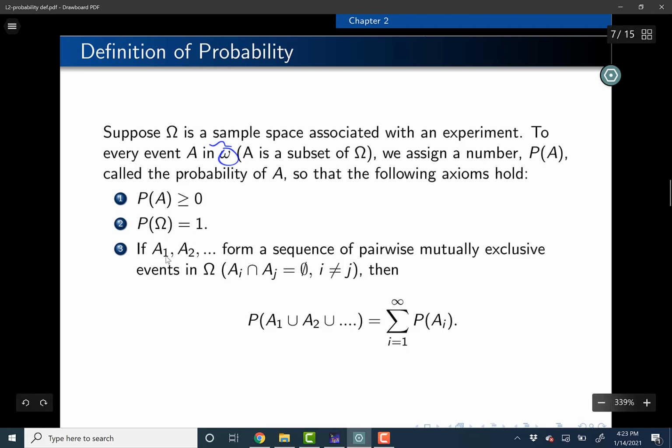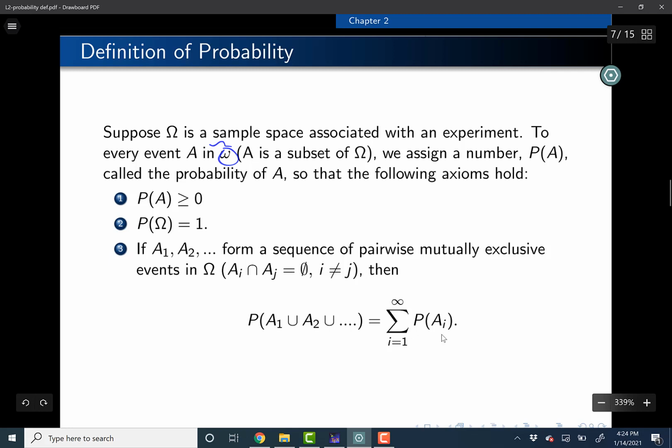So if we have a sequence of sets A1, A2, and so on, these are all disjoint sets, pairwise mutually exclusive. What does it mean? It means that you take any pair of sets Ai, Aj, and their intersection is empty for i not equal to j. So A1 intersection A2 is empty, A1 intersection A3 is empty, and for each pair of sets, their intersection is empty. So if we take the union of all of these sets, A1 union A2 union and so on, the probability of the union is equal to the sum of the probabilities. This is an important rule. If we have a bunch of disjoint sets, the probability of their union is the sum of their probabilities.